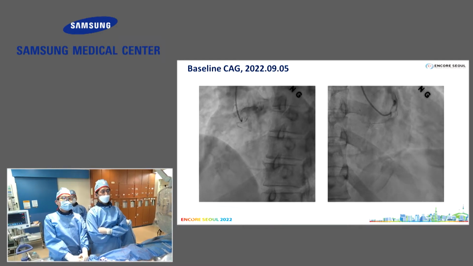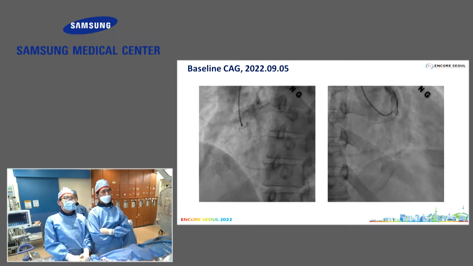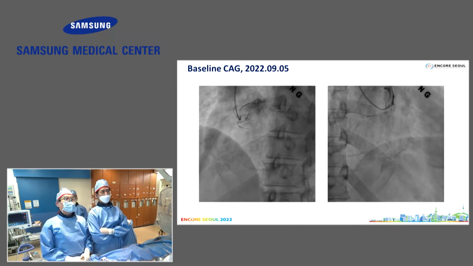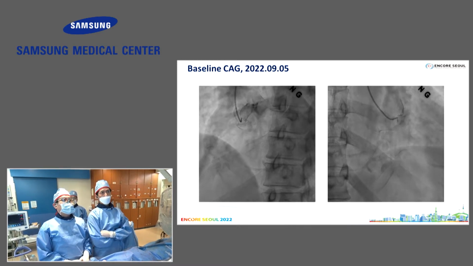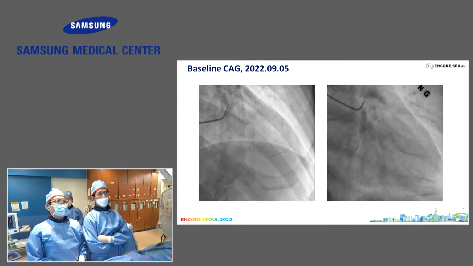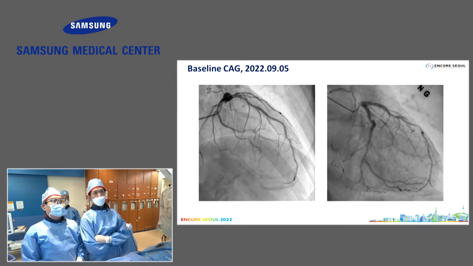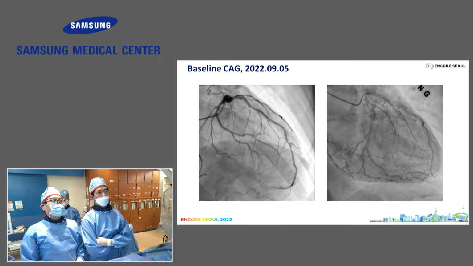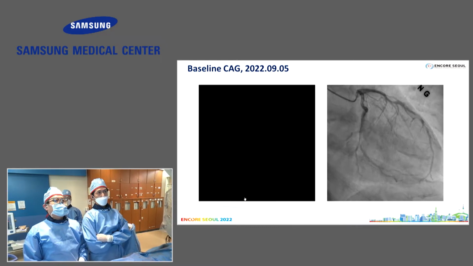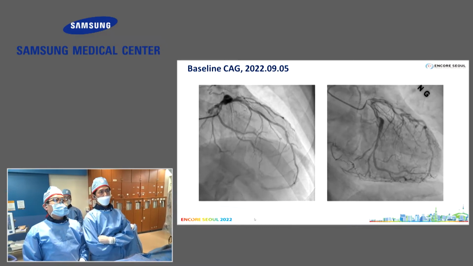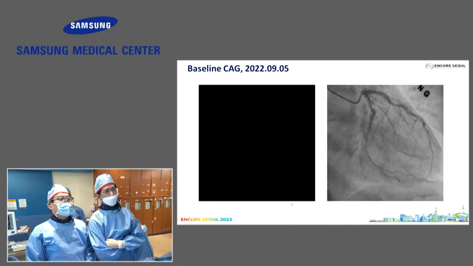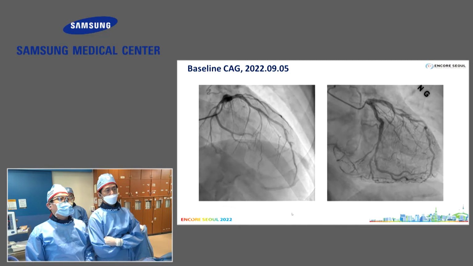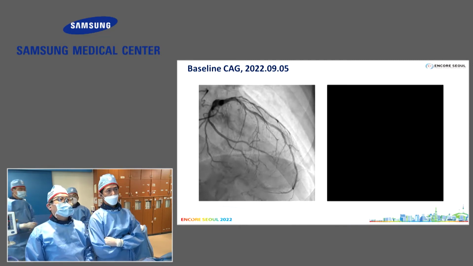Baseline angiography showed an anomalous origin of the right coronary artery, and there is a chronic total occlusion at the proximal site. Left coronary angiography showed some plaque on the mid LAD, but no significant stenosis, and there are multiple collaterals to the right coronary artery.